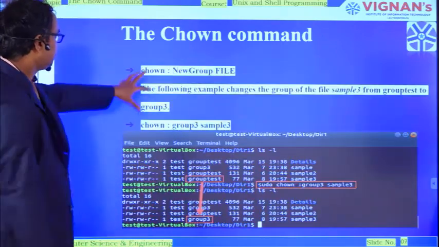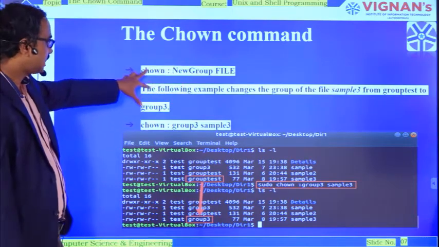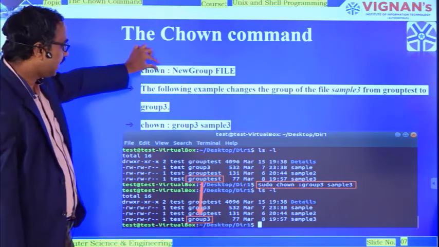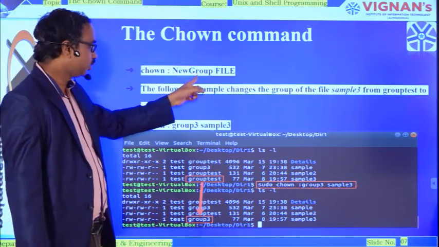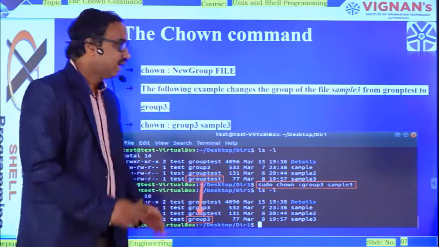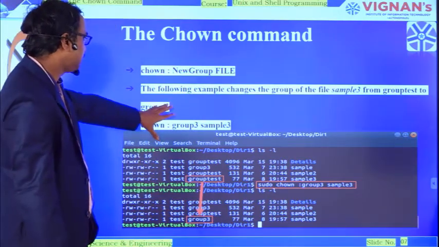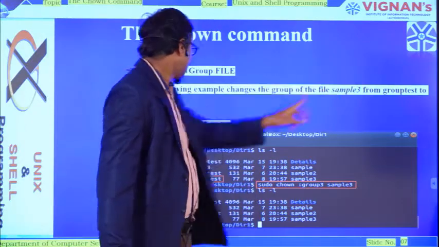So this is the syntax to change only the group. It starts with chown and then a colon, then whatever group you want to make it, that is the new group, followed by the file name. Here the following example changes the group of the file sample3 from group test to group 3.